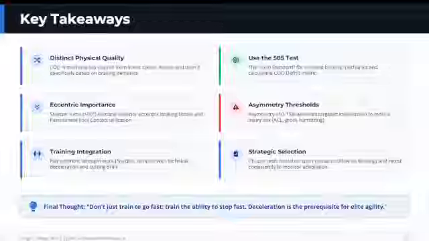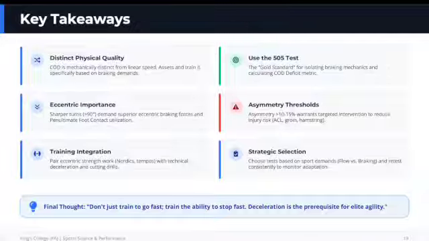More than 10 to 15% warrants targeted intervention to reduce injury risk. It helps with training integration and also with strategic selection, because you choose tests based on sport demands, flow versus braking, and retest consistently to monitor adaptation. Final thought: don't just train to go fast, train the ability to stop fast. Deceleration is a prerequisite for elite agility.